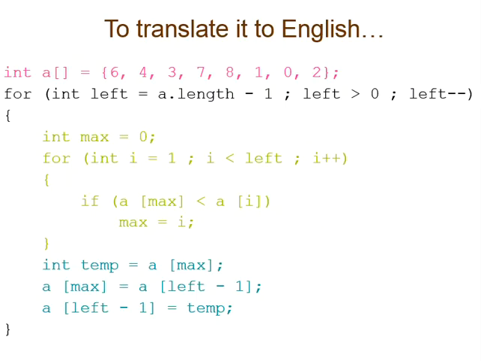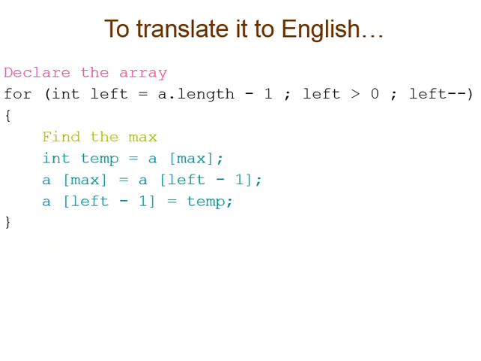So let's take a look at the code. And we're going to translate it to English. Let's start with the line in pink. That is the line where we declare our array. Then let's take a look at the neon green stuff here. Int max, if the max is less than the spot, max equals i. Well, we're finding the maximum there. That's our max code that we've made a million times.